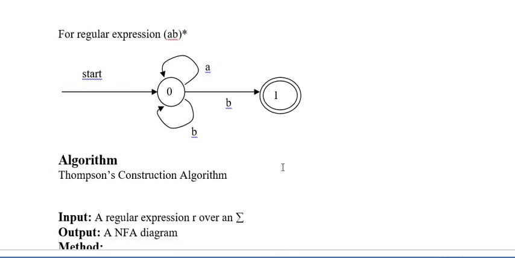Now moving on, here we have another expression, which is (AB) closure. That means we start from the start symbol and the first state is 0, and if we have the A input, then we will transition to the next position, and if we have B, then it will return to the 0 position. And after that, if B comes, it will go to the final state. So this is also an NFA diagram.